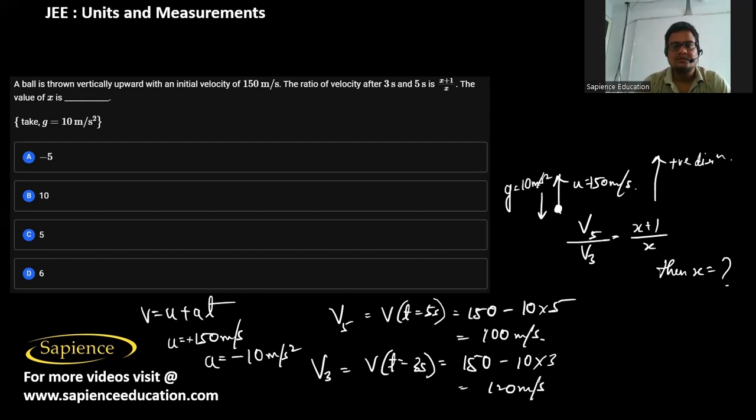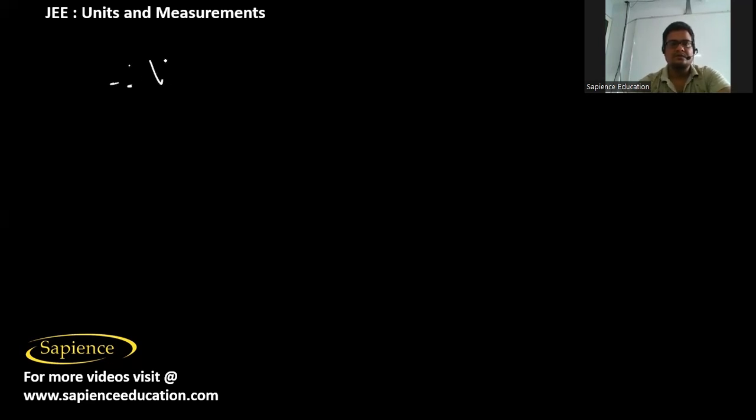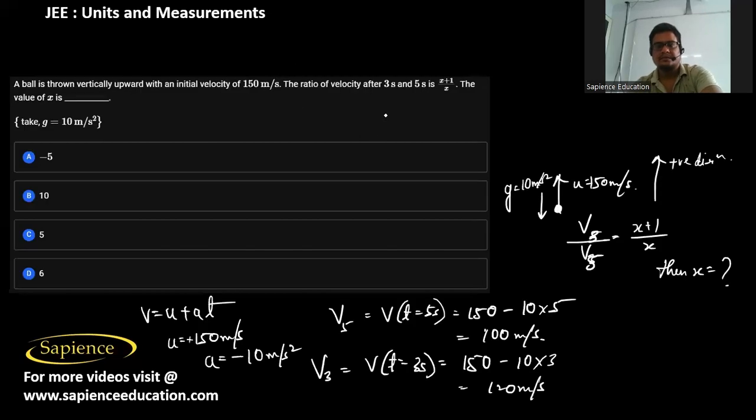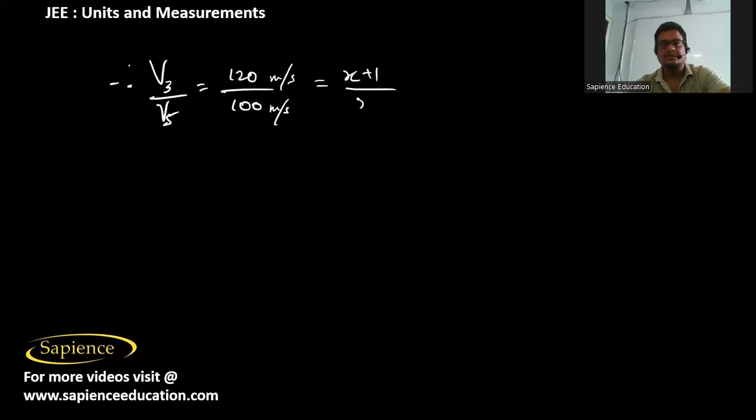The ratio of velocity after 3 seconds and 5 seconds is, so this is actually v3 by v5, not v5 by v3. Okay. So therefore v3 by v5 is equal to 120 by 100 meter per second. So that is equal to x plus 1 by x. Then we have to find out x. So therefore 120 by 100 is equal to x plus 1 by x.